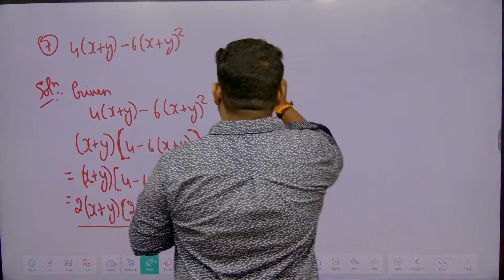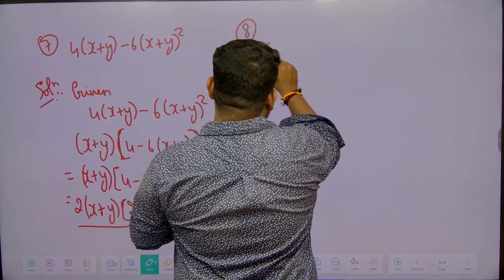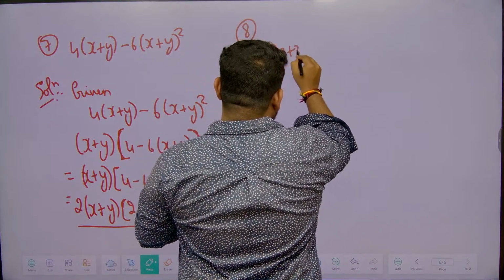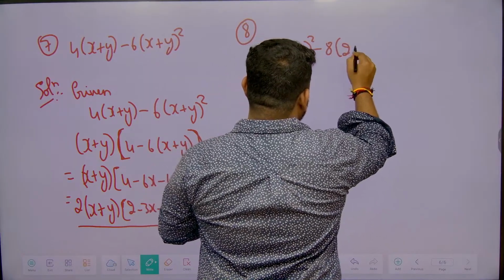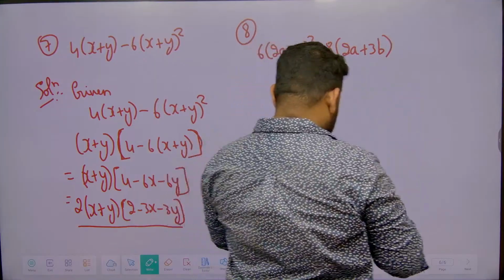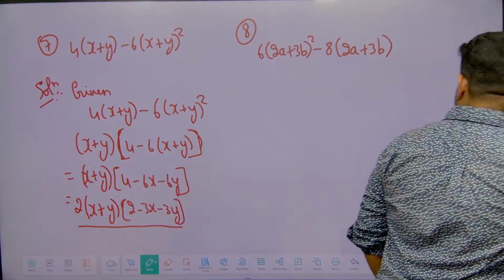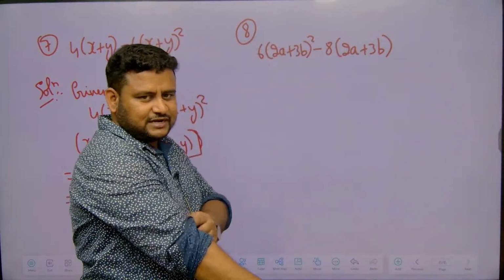We are having factorize 8th question. They are given 6 times (2a plus b 3b) whole square minus 8 times (2a plus 3b). Okay, 2a plus 3b. Now, as you can look at it, 2a plus 3b is there in both the places. So that itself you can take as common.